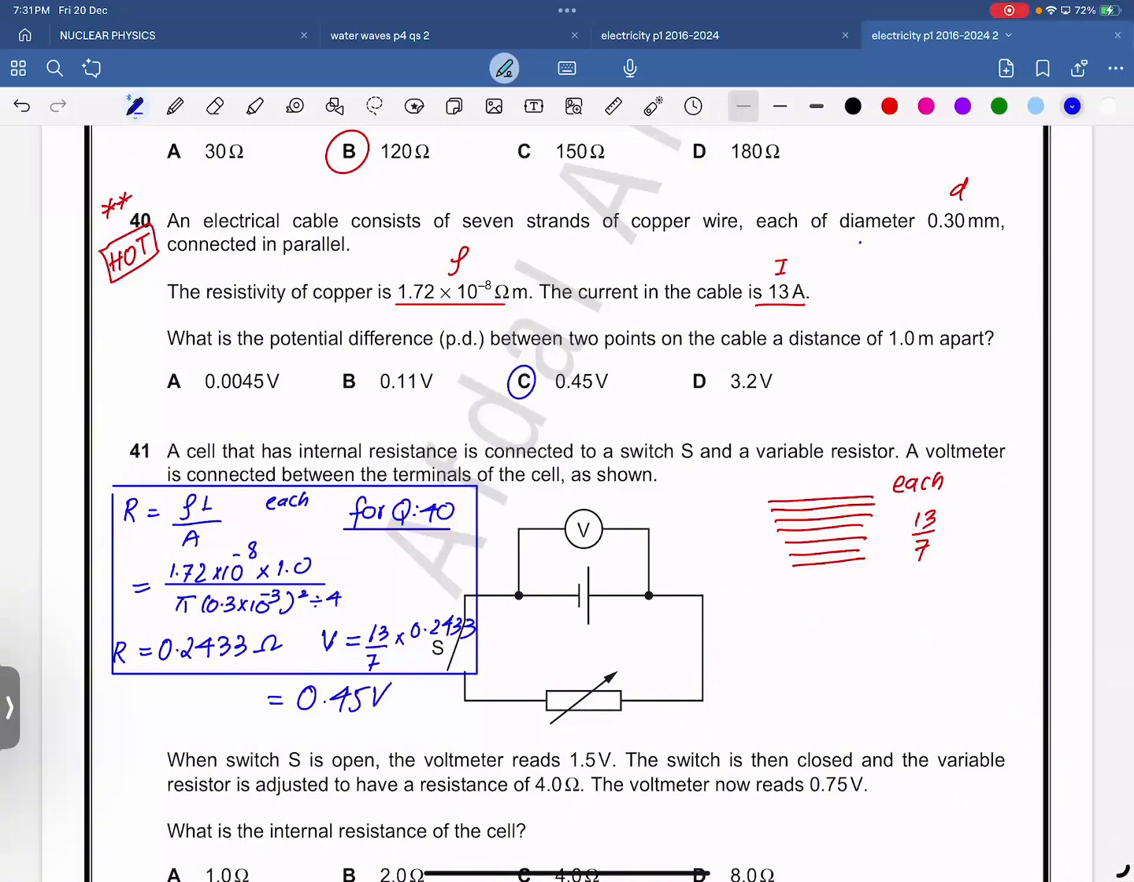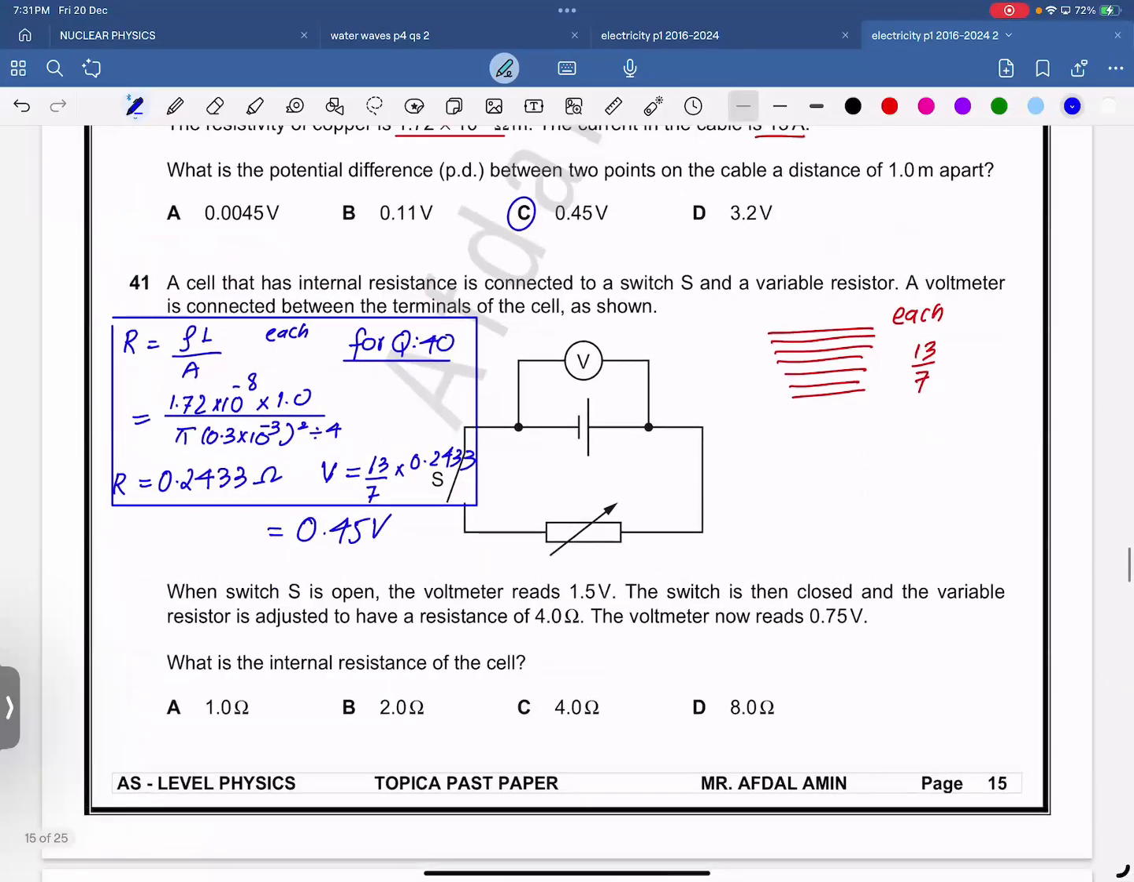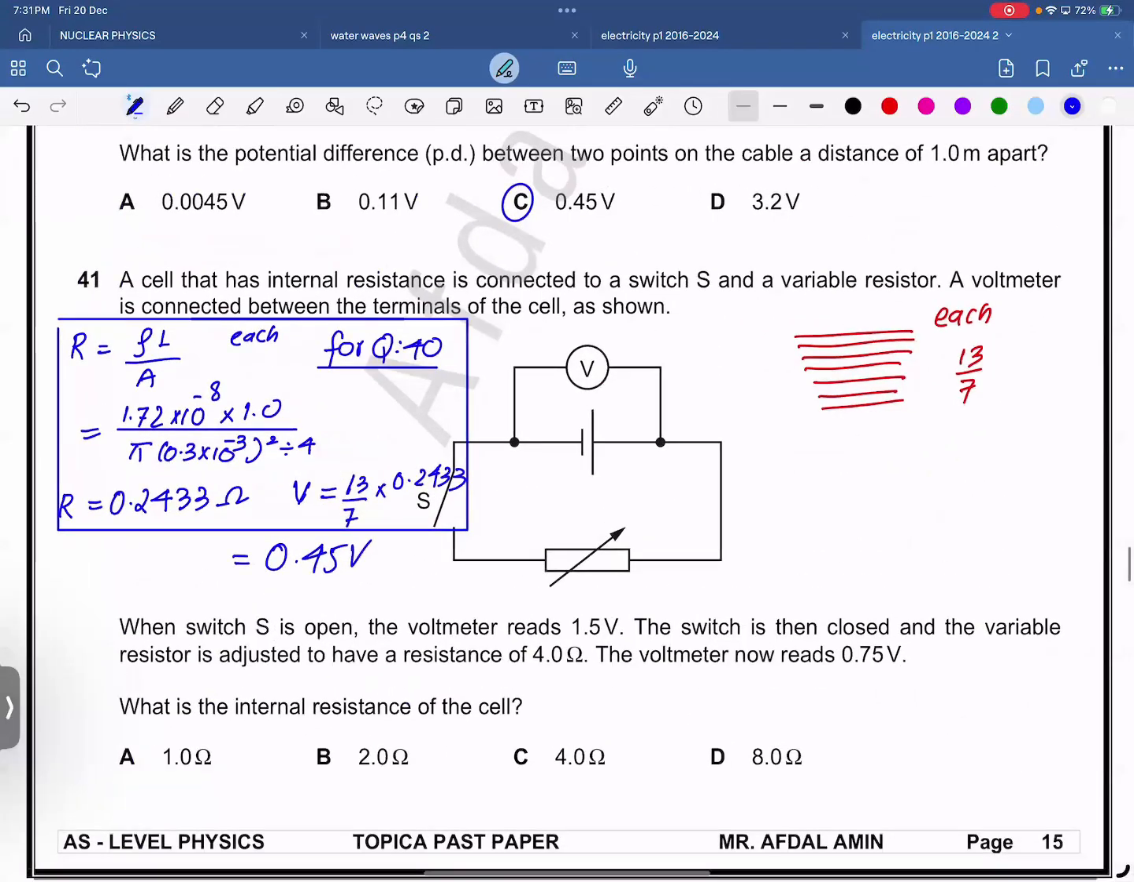C. Question number 41, my dear. That's it. Let's read question 41. A cell has internal resistance connected to a switch and a variable resistor. A voltmeter is connected to the terminals of the cell. Yani, terminals of the cell mean terminal potential difference.